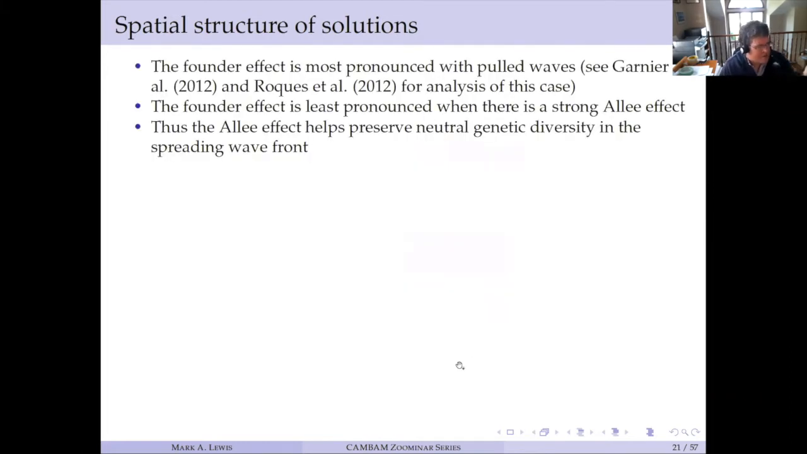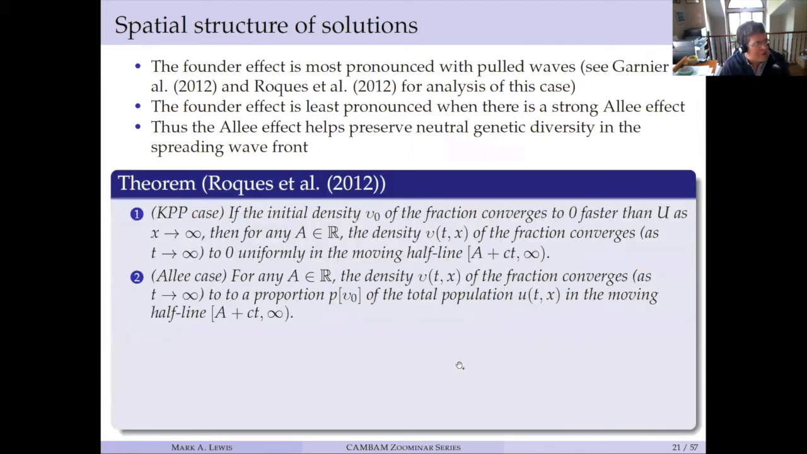And so I've just rewritten those points again on this slide. And they have a theorem about this, which is quite easy to read in some sense. So in the pulled case, which they call the KPP case, they say basically if the initial density of a neutral fraction converges to 0 faster than the traveling wavefront, then asymptotically, as time goes to infinity, you don't see it in the leading edge of the wave. That's what the first case says.